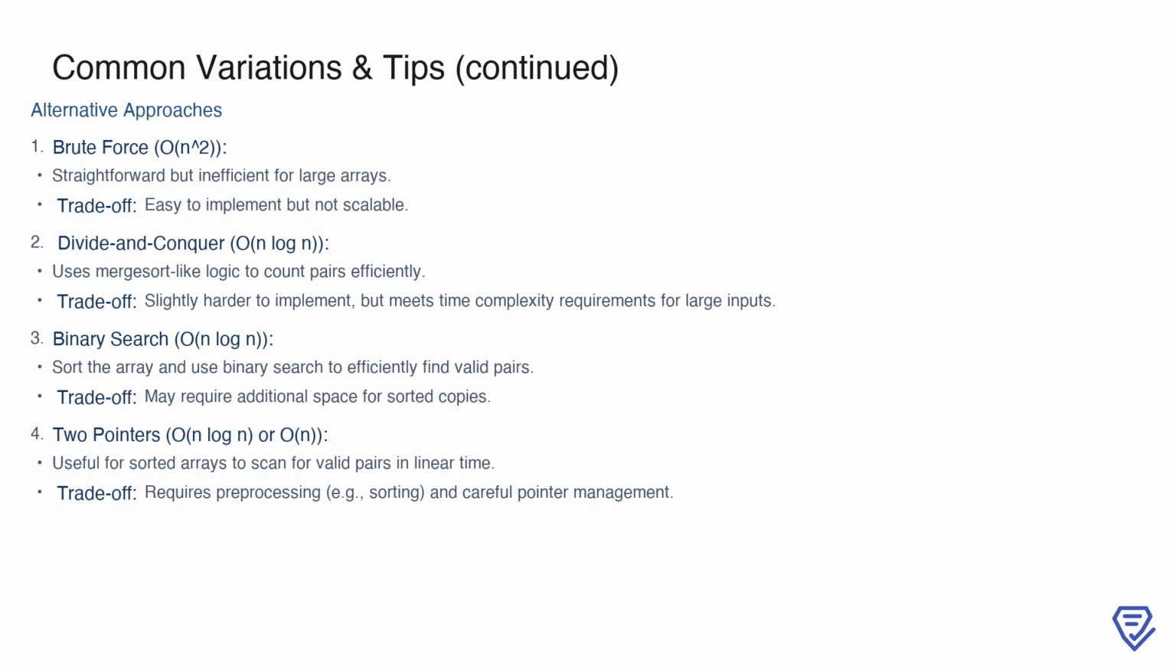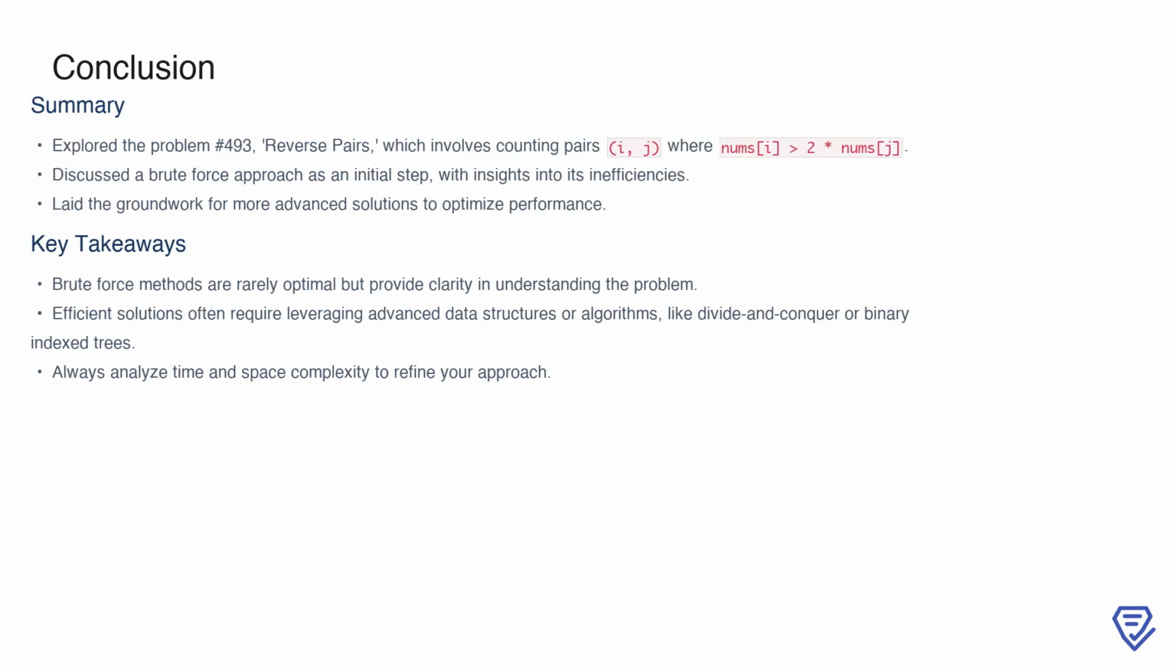Lastly, the two-pointer method can be effective, especially for sorted arrays, as it allows you to scan for valid pairs in linear time. However, this method requires pre-processing, such as sorting the array, and careful management of the pointer movements to avoid errors. Each approach has its trade-offs, so it's important to choose the one that best balances complexity and efficiency for the given input size.